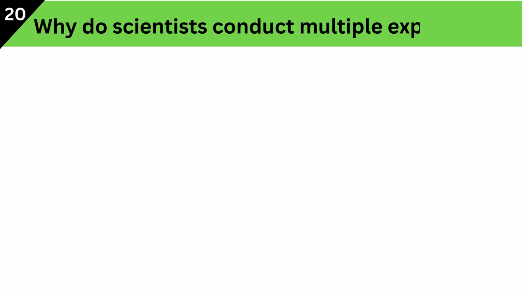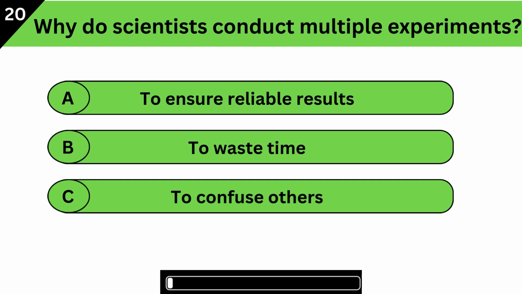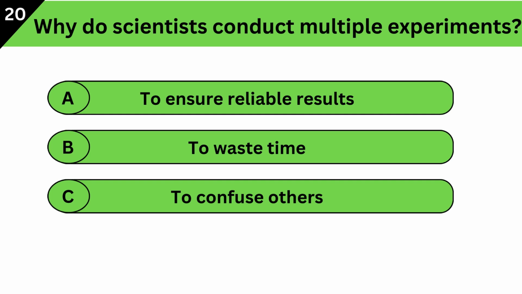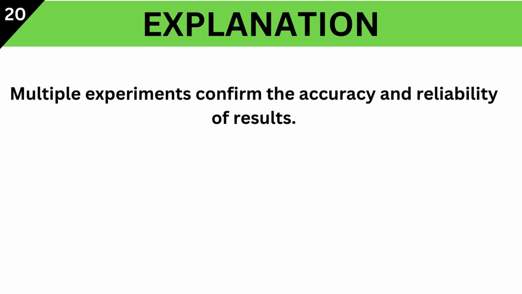Why do scientists conduct multiple experiments? Option A, to ensure reliable results. Option B, to waste time. Option C, to confuse others. Correct answer. Explanation. Multiple experiments confirm the accuracy and reliability of results.